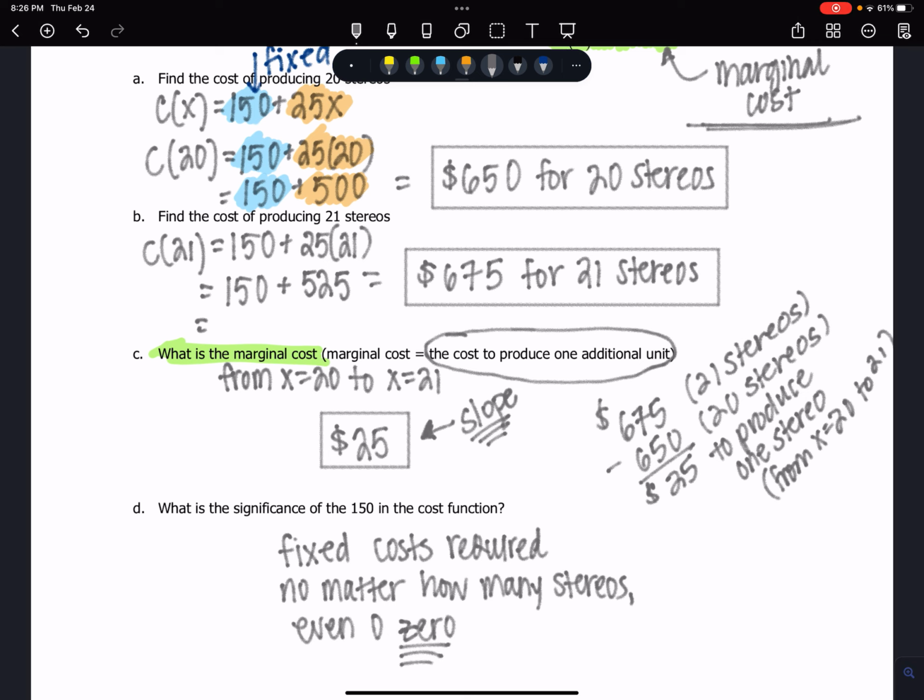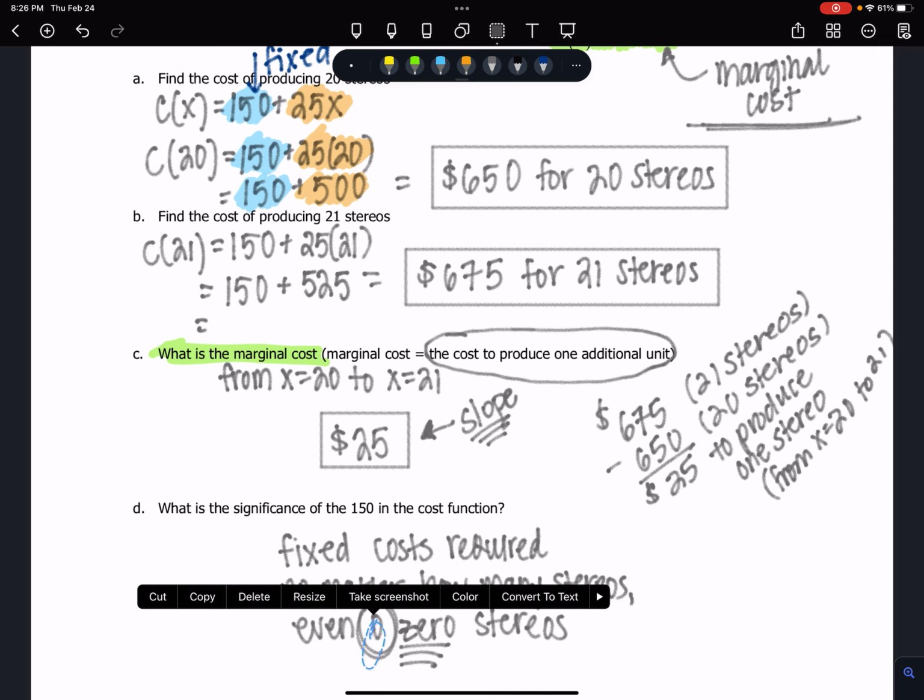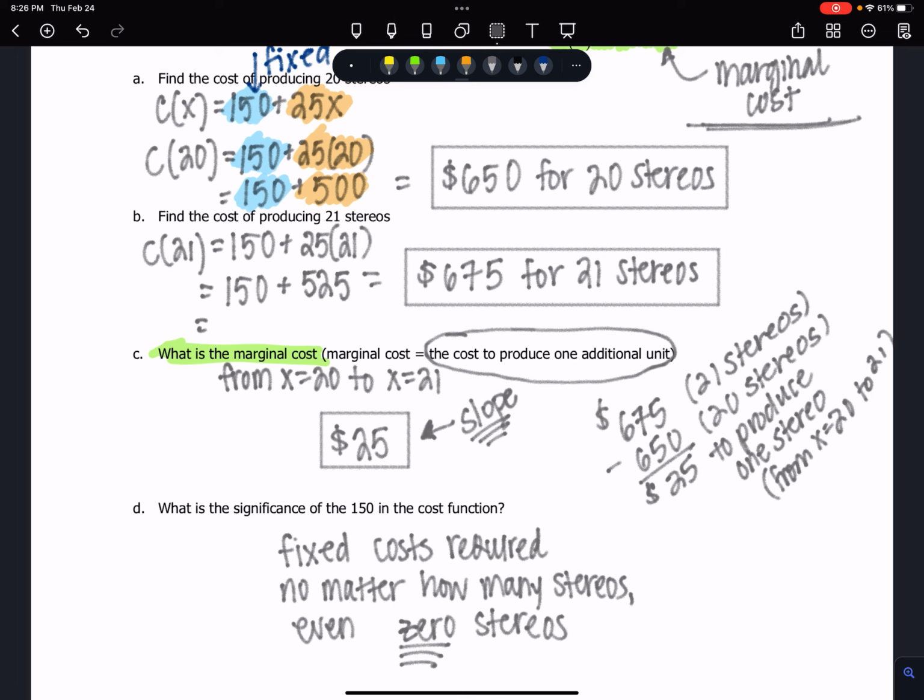Look, I want to be sure that you know that this is a zero. Even if 0 stereos are produced, you'd still have $150 in cost. So the fixed costs don't depend on how many stereos you make. It's just fixed. It's a constant value, never going to change.